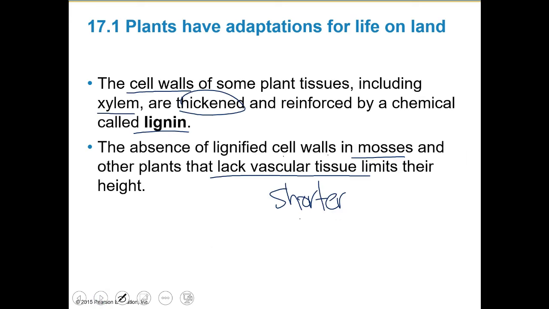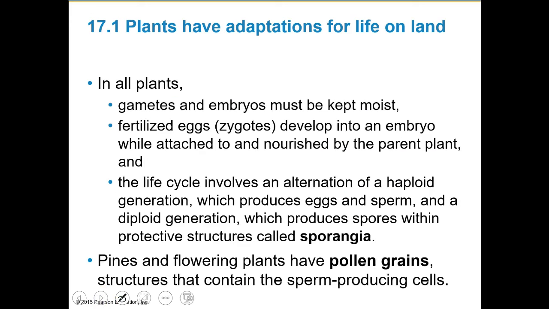So these, by the way, are mosses. Those things are very low to the ground. In all plants, we've got gametes and embryos that must be kept moist, so they still have to have some kind of water there. We need fertilized eggs or zygotes to develop into an embryo while attached and nourished by the parent plant. The life cycle involves an alternation of a haploid generation, which produces egg and sperm, and then a diploid generation, which produces spores, and a protective structure called the sporangia.